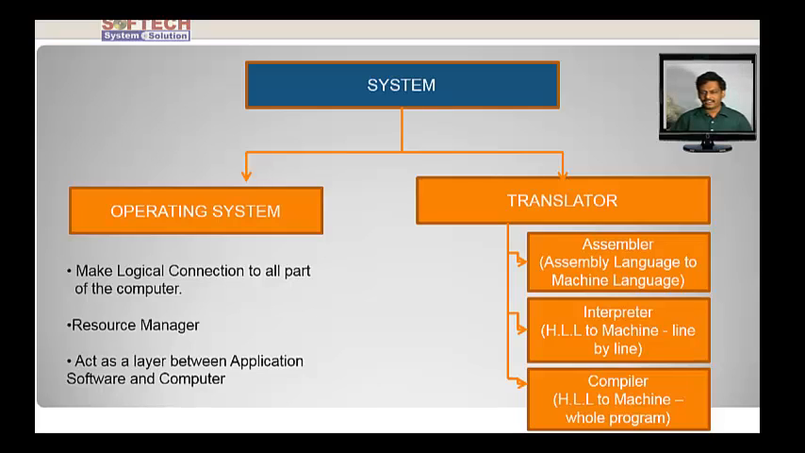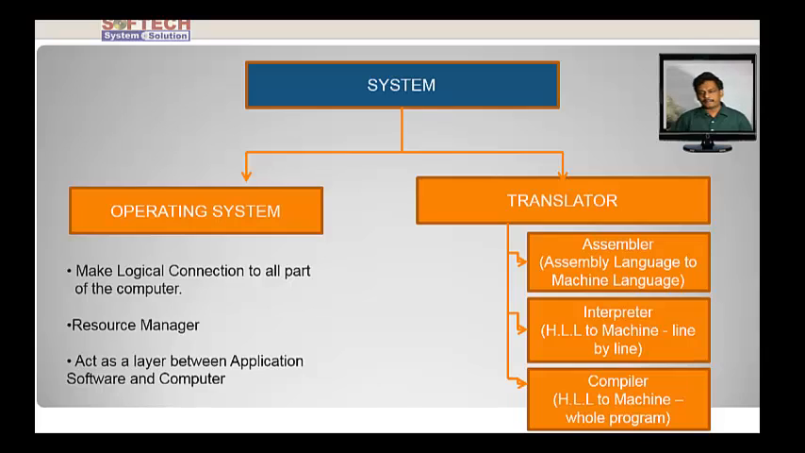Interpreter is a line by line translator. Compiler also converts high level language into machine language, but it translates the whole program. First it reads all statements of the program, then it converts them into machine code. It is one time processing. It reads all the code, then it converts it into machine code.